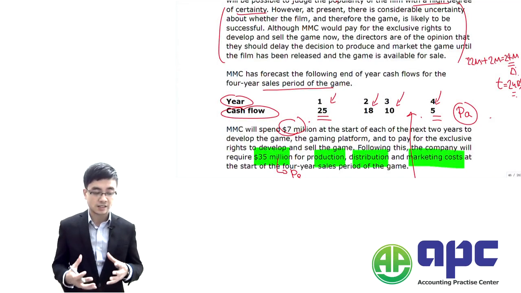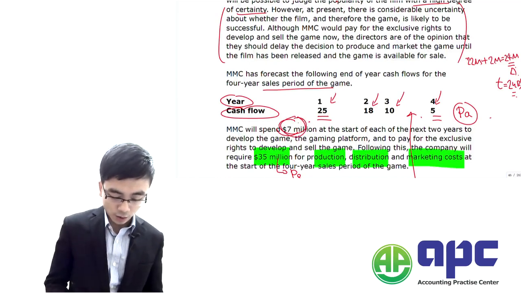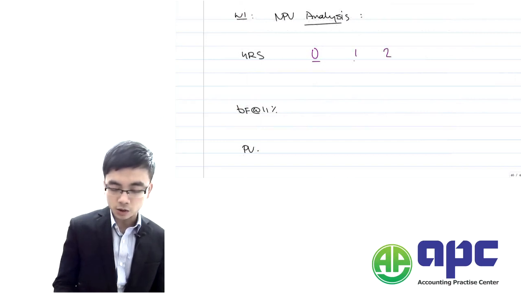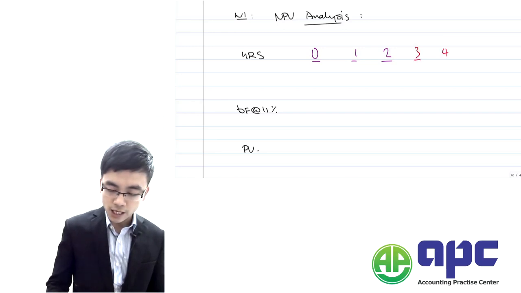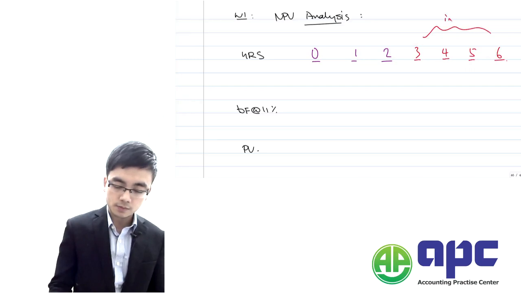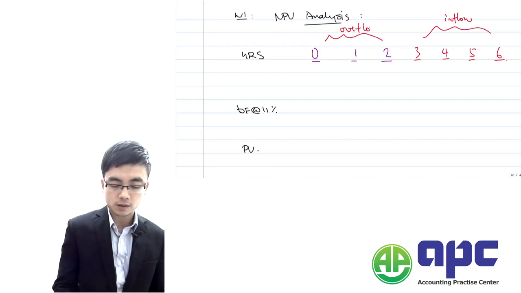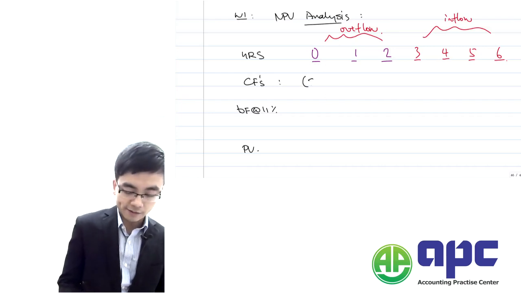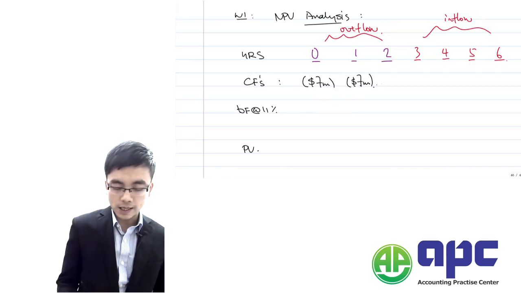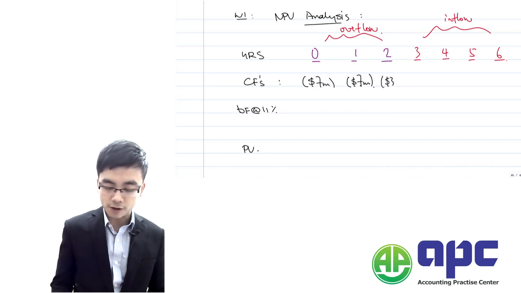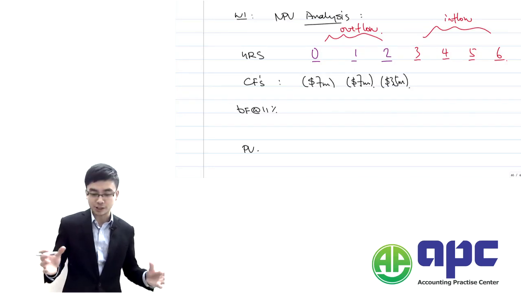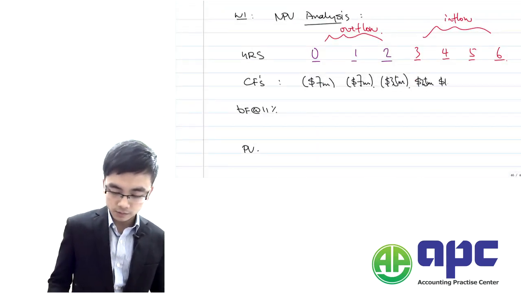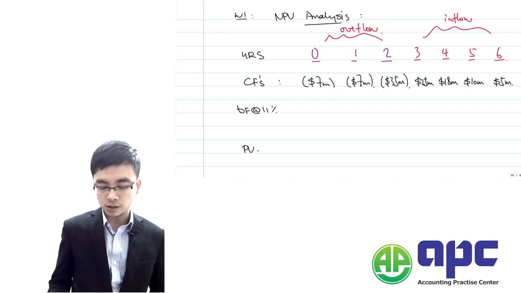But before that, in the first 2 years in particular, we are going to spend $7 million. Also 35 as well. So let's do it. So years will be now, in 1 year's time, in 2 years' time, we're going to spend the costs, and then we're going to get the inflow from the third year onwards. So the cash flows will be: right now, of course, we're going to spend $7 million in the next 2 years. And at the end of the second year, we're going to spend another 35 to market, produce and distribute the game. Right. And also, we are given the cash inflows 25, 18, 10, and 5 in the next 4 years.